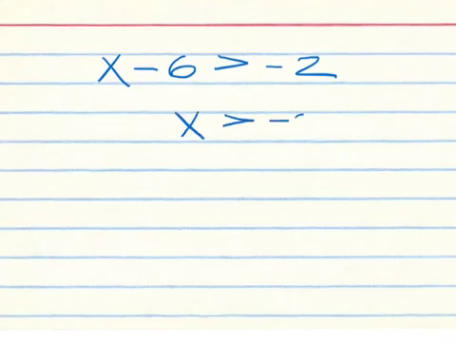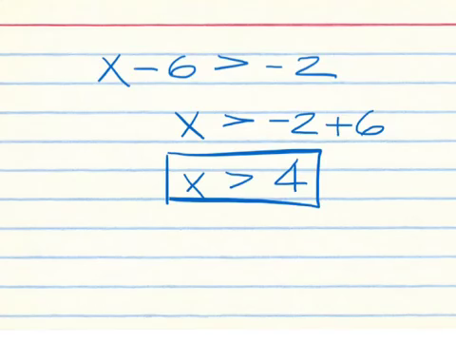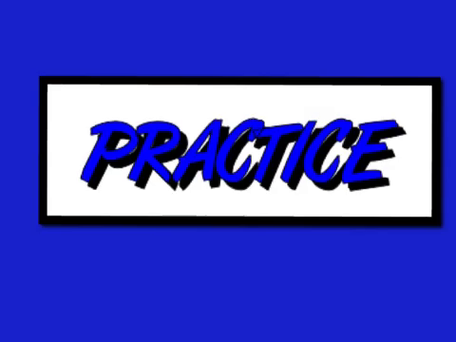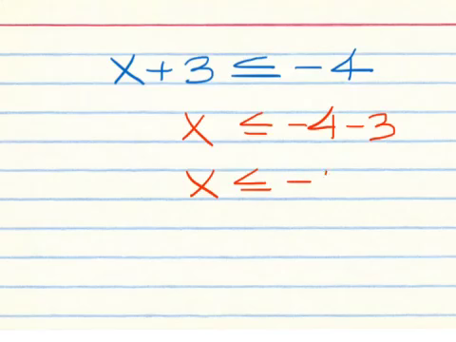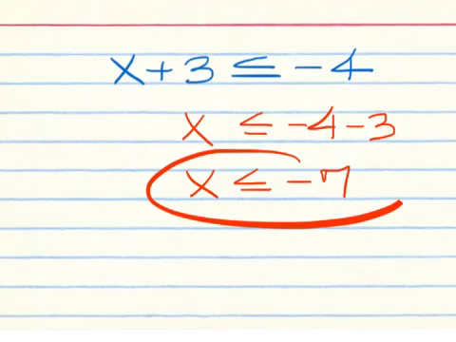X on the left, and move the minus 6 to the right, make it plus. Simplify to get 4, and this is what you should have. Solution, you'll have x on the left and then negative 4 minus 3 on the right. You should have x less than or equal to negative 7.